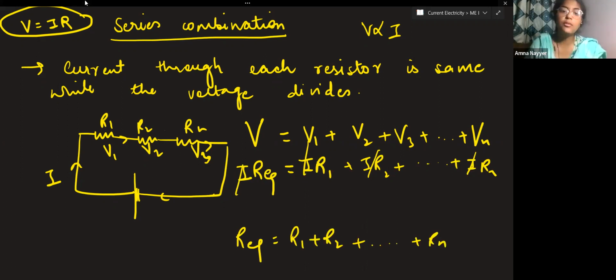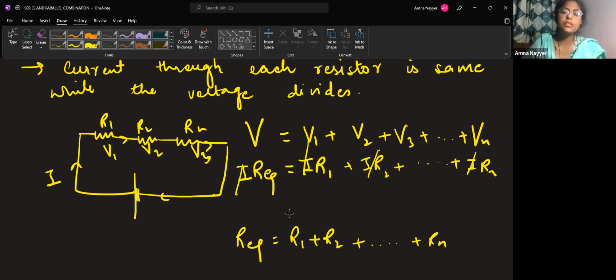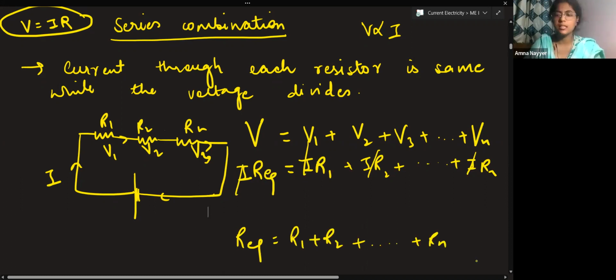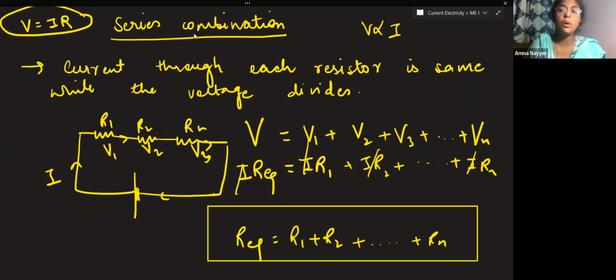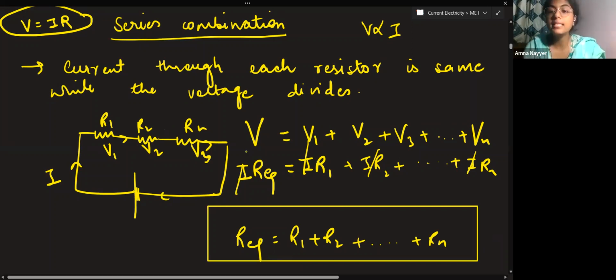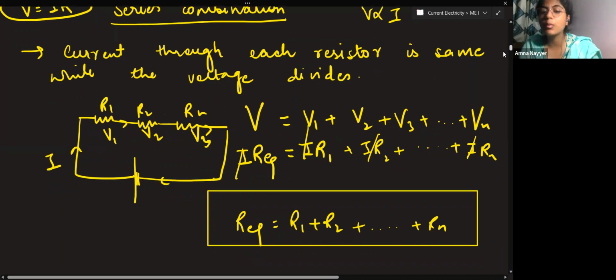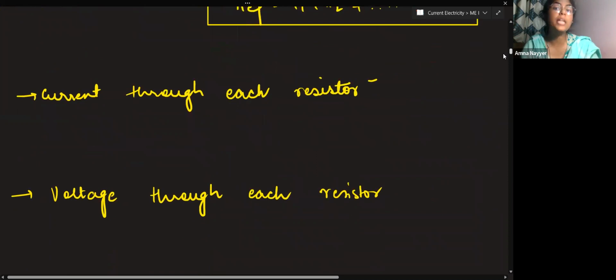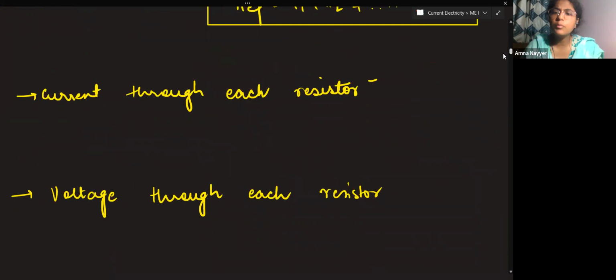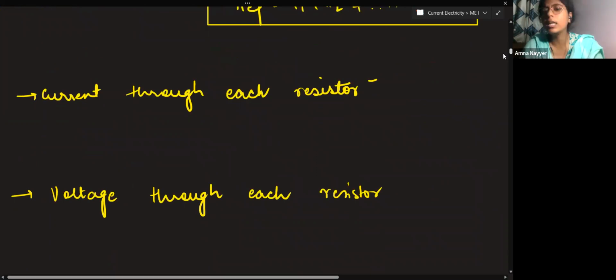This means the formula for the series combination of resistors is very easy. Just keep on adding. Just add all the resistors that are given in the combination. So this is known as series combination. This is the formula for calculation of equivalent resistance. Now in the questions, not only this will be given, some more things will be asked. Like what's the current through each resistor? What's the potential through each resistor? So current through each resistor will be what? Will it be different or will it be the same?